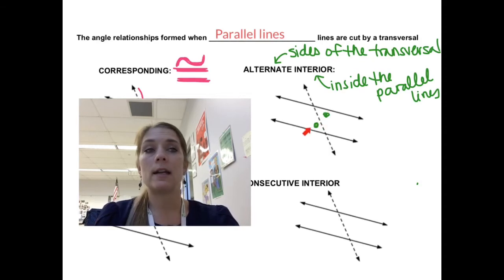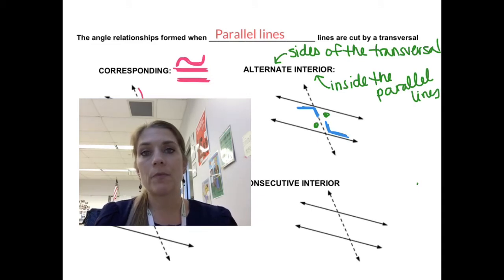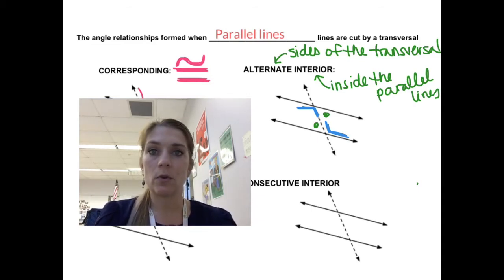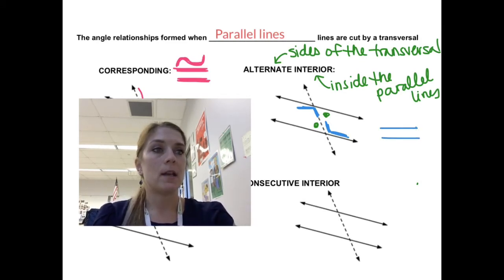They actually end up being congruent, and we can reference back to the corresponding angle relationship for that too. But they're alternate interiors because they're on either side of this dashed transversal that I have here, but they're also on the inside of these parallel lines. The other set that I would have here would be these obtuse angles that I'm labeling with the blue. Those two angles are also alternate interior angles because they are on alternate sides of the transversal, but inside the parallel lines. And hopefully we've referenced a couple times that these angles are also congruent.